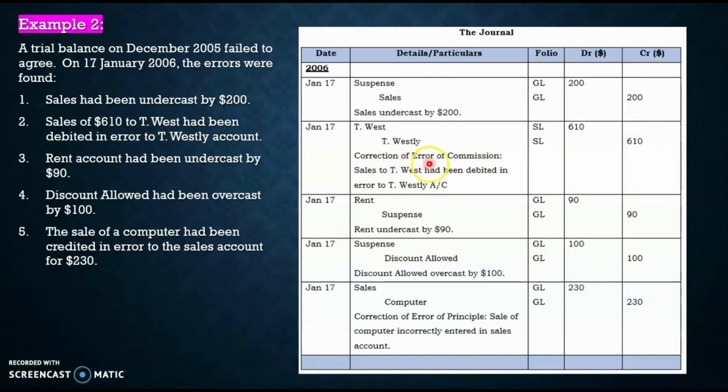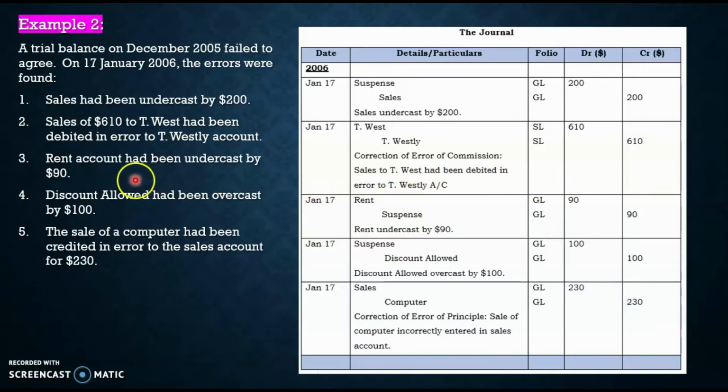So we're going to correct this error. We will not be having any suspense here, but we will debit T West because he's a debtor and the sales was made to him and it was accidentally placed in Wesley's account. So debit T West and credit Wesley's account with the amount, and write our narration: correction of error of commission, sales to T West had been debited in error to T Wesley.